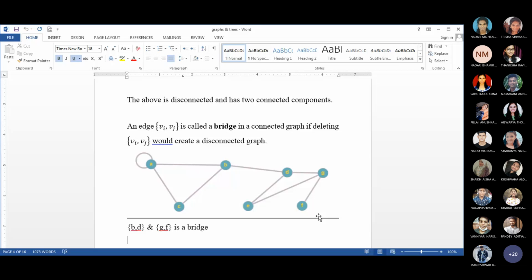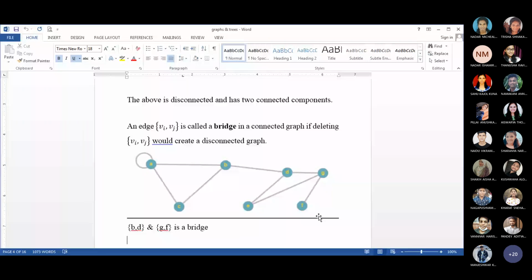BD, edge between B and D is clearly visible कि वो ब्रिज है because उसको डिलीट किया तो you get two big components. But G and F का edge डिलीट किया तो you get F to be an isolated vertex. तो वो एक अलग हो जाता है. That is the reason कि वो ब्रिज है.